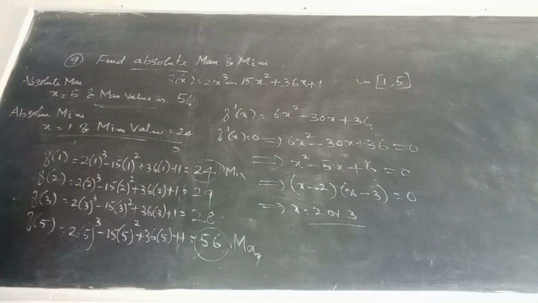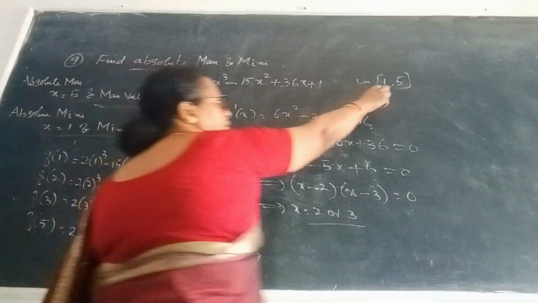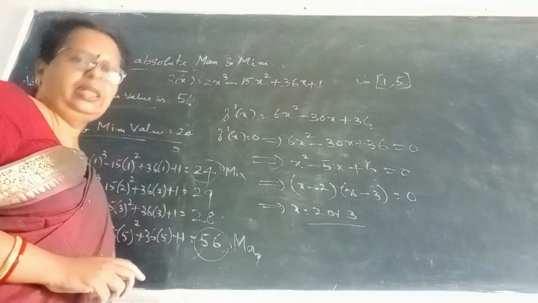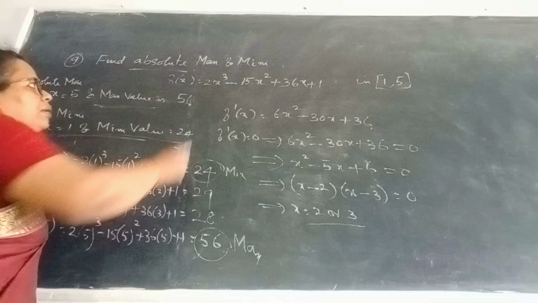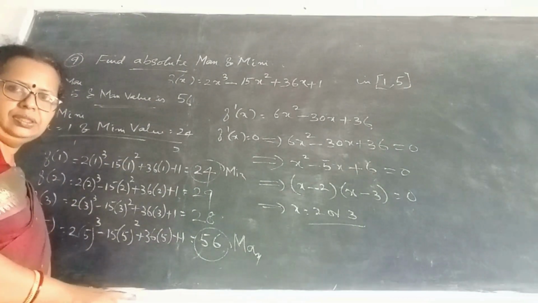So when we find absolute maxima and minima, even at the endpoints of the interval, we have to check. That is the difference between local maxima and absolute maxima. This finishes the question.